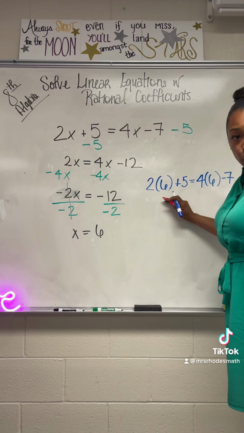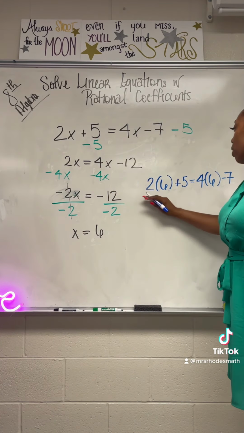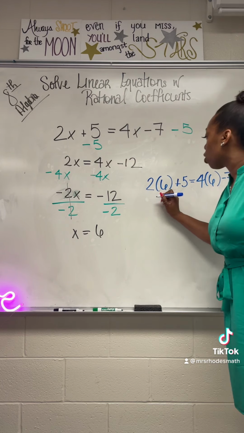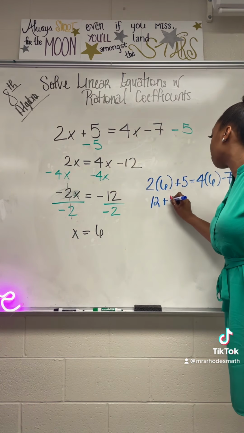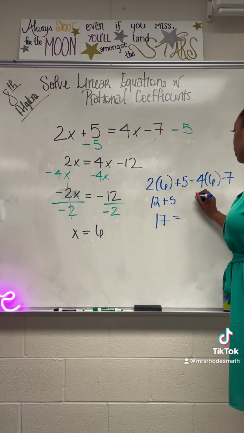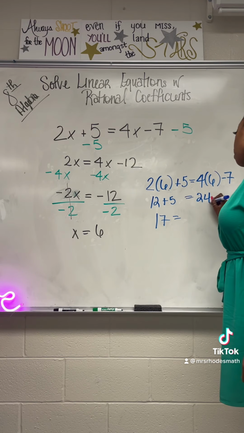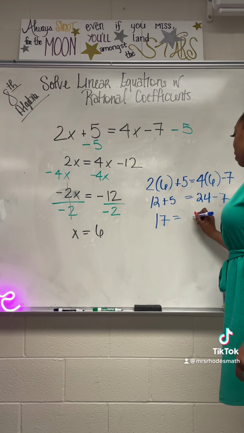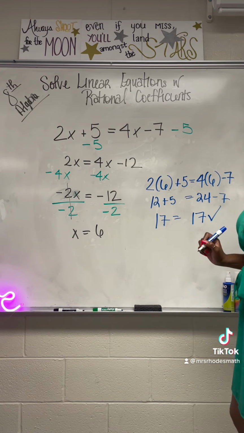So following order of operations on each side of the equal sign: 2 times 6 is 12, plus 5, which we know is 17, equals, and then 4 times 6 is 24, minus 7. 24 minus 7 is also 17. So we know that our answer is correct.